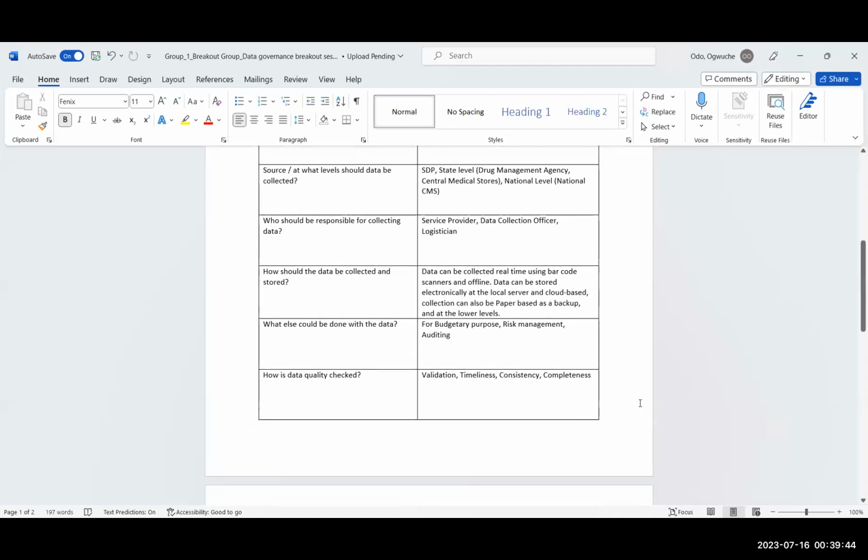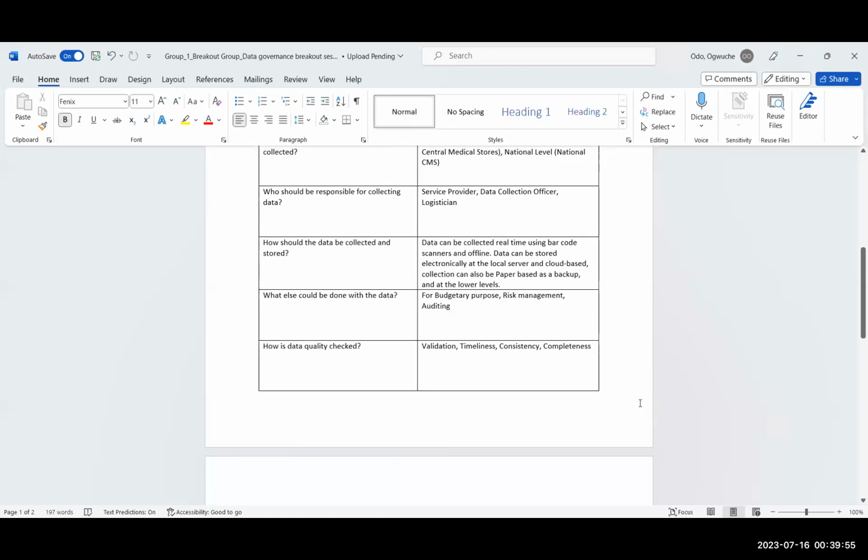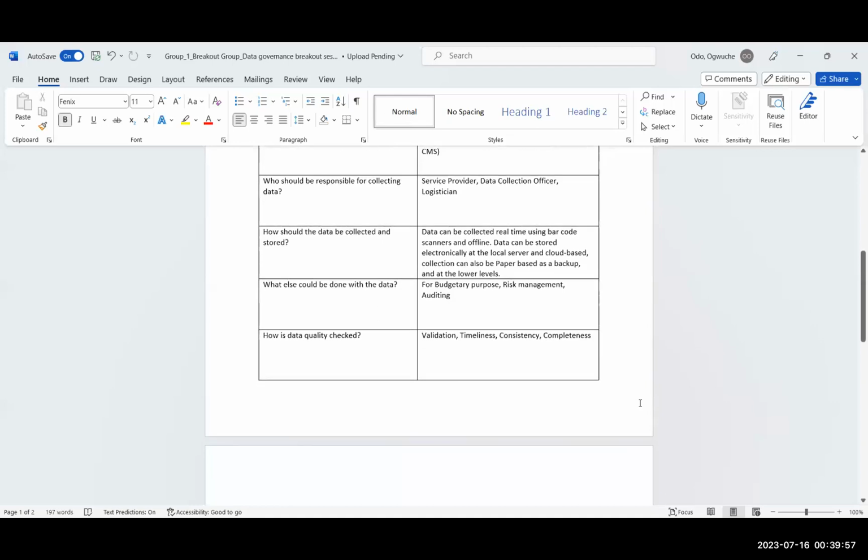We said the service provider, the data collection officer, and then the logistician at the various sources where the data is collected. How should the data be collected and stored? So for us, while we were deliberating, we added collected here because the original question talked about how data should be stored.